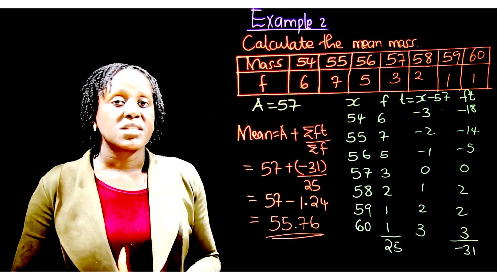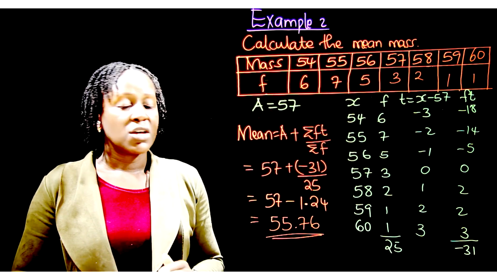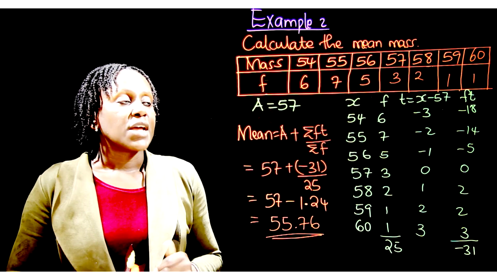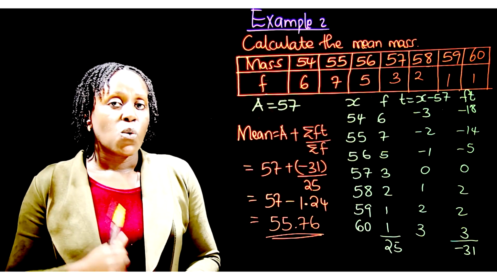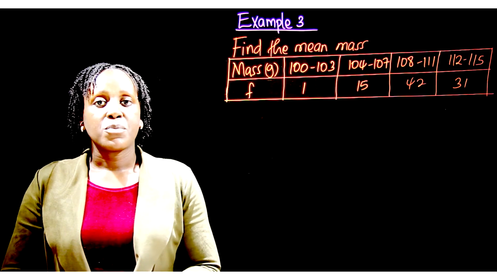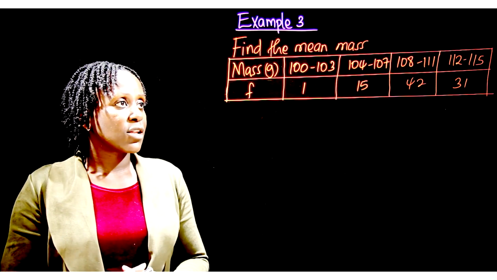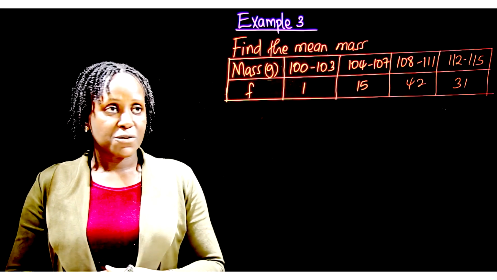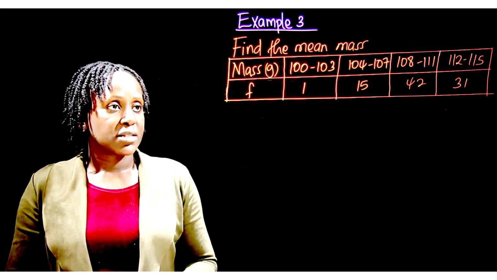Now we have other types of questions where the values, for instance the values of mass, would be given as a range, say 50 to 55, 55 to 60, and so on. So we are going to do one of those examples. We are going to create another table where we calculate the values that we need so that we can use the formula to obtain the mean mass.